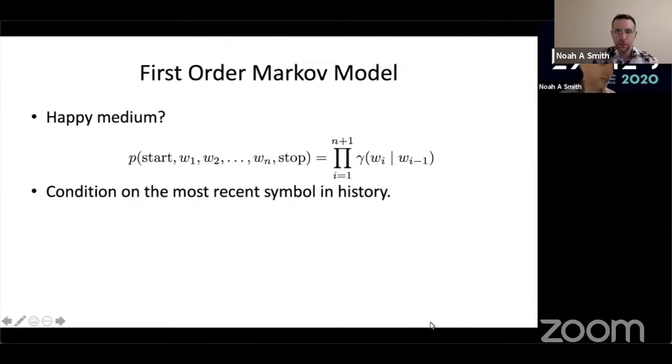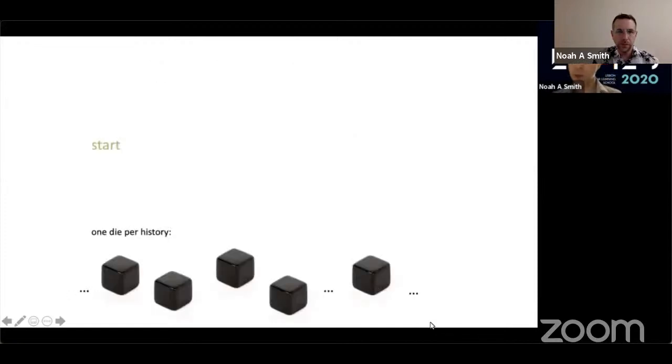This model conditions each word on the single most recent symbol in the history, or the last word. So you have one die per history, but the histories each correspond to a single word. So the number of dice is now the size of the vocabulary, plus 1 for start.